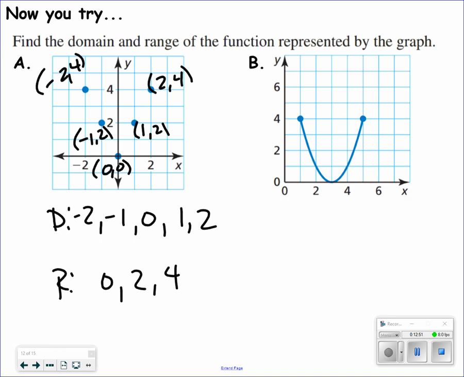Now we have a continuous graph. We have the point 1, 4, that's the furthest to the left. We have the point 5, 4, which is the furthest to the right. And then we have the point 3, 0, which is the lowest point.